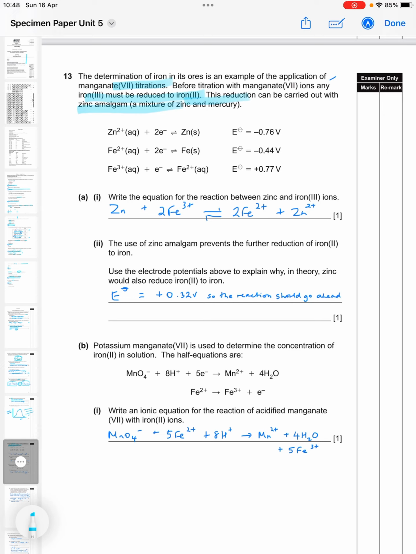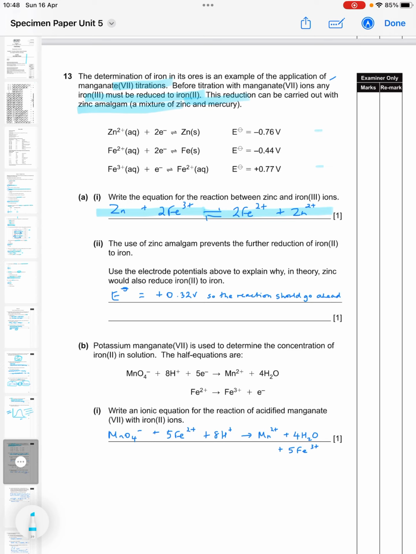So write the equation for the reaction between zinc and iron(III) ions. I'm just taking the equations here and adding them together. So I've got Zn and 2Fe3+ gives 2Fe2+ and Zn2+. So 1 mark just for that.